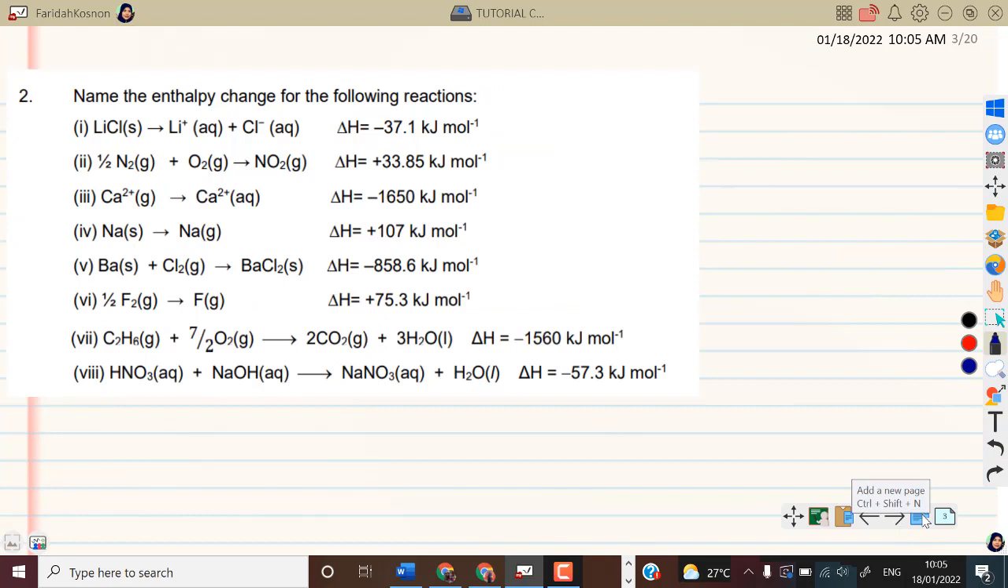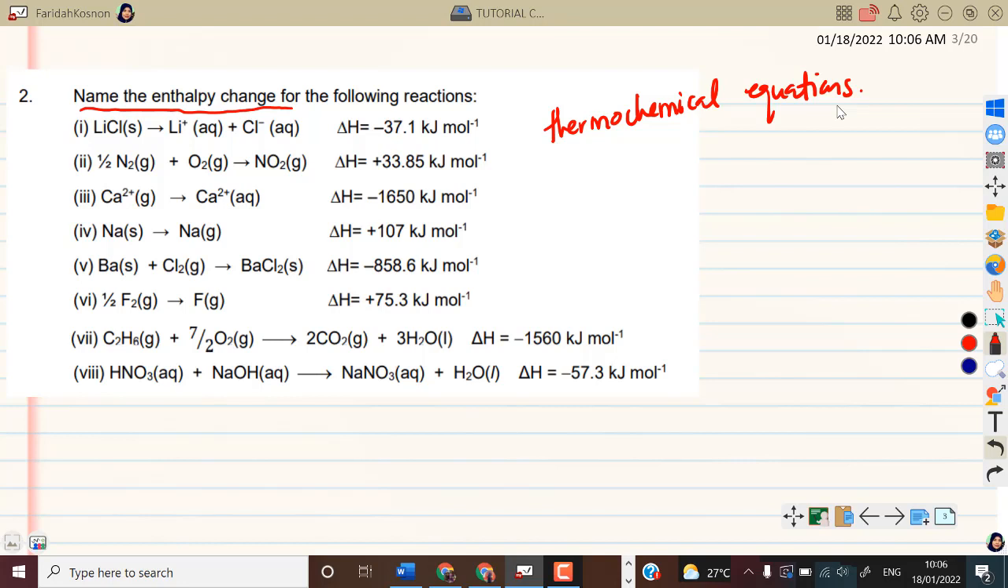Alright, so for question number two, the question asks you to name the enthalpy change for the following reactions. So, diberikan kepada awak, apa dia kat sini? Semua ni adalah thermochemical equation. So, ini semua adalah thermochemical equations. Jadi, tugas pelajar, dia mesti faham ni, thermochemical equation ni merujuk kepada enthalpy yang mana satu? Enthalpy of neutralization, enthalpy of solution ataupun enthalpy of formation, yang enam definition yang kita belajar tu.